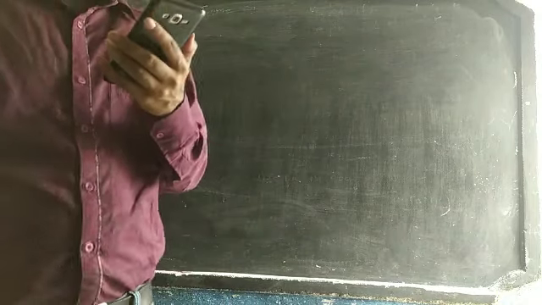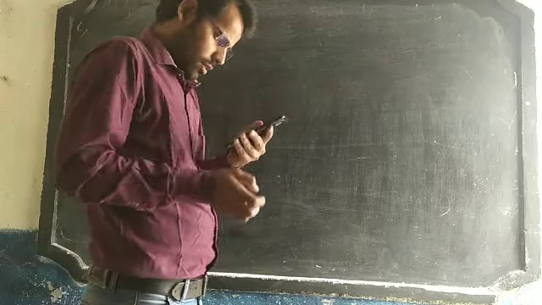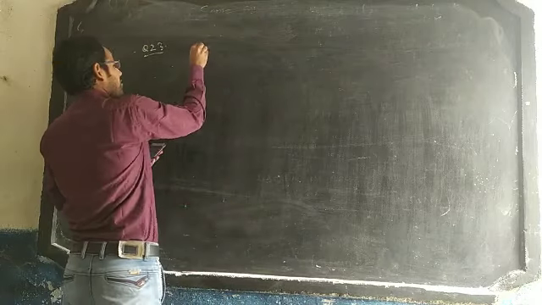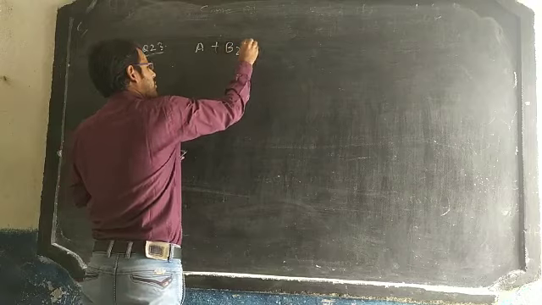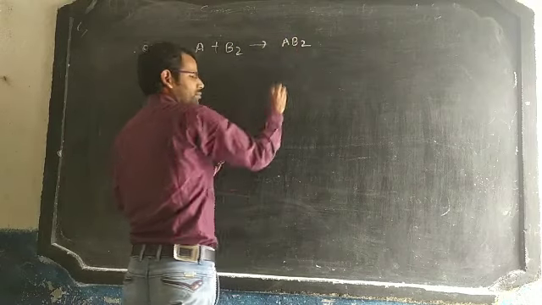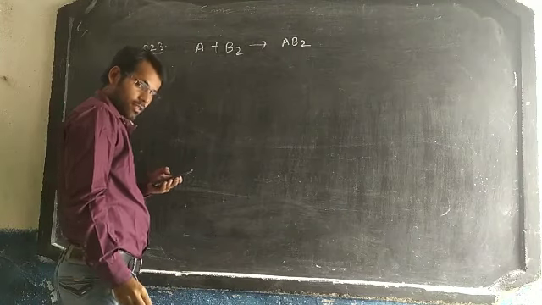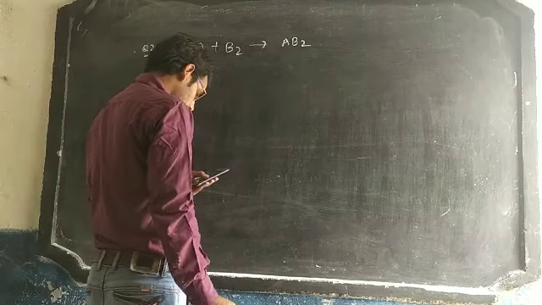The question is, in the reaction A plus B2 gives AB2, identify the limiting reagent, if any, in the following reaction mixtures.